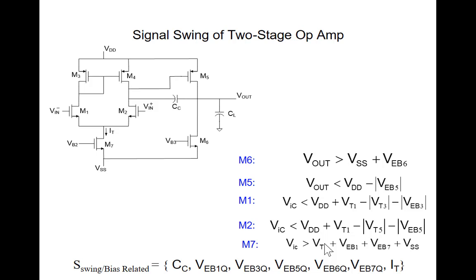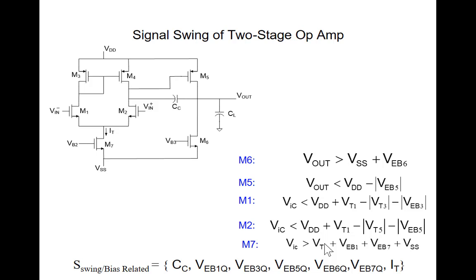Let's look at the signal swing in this two-stage op-amp. These are the conditions that are necessary to keep all of the transistors in the saturation region. And it's just the expression that says the gate source voltage has to be bigger than the threshold voltage, and the VDS has to be bigger than VGS minus VT. So these are the locuses that define the regions of operation for the device, where VIC is the common input, and Vout is the output voltage of the device.